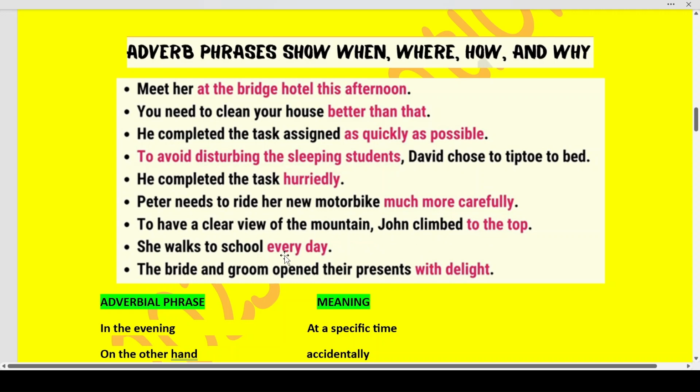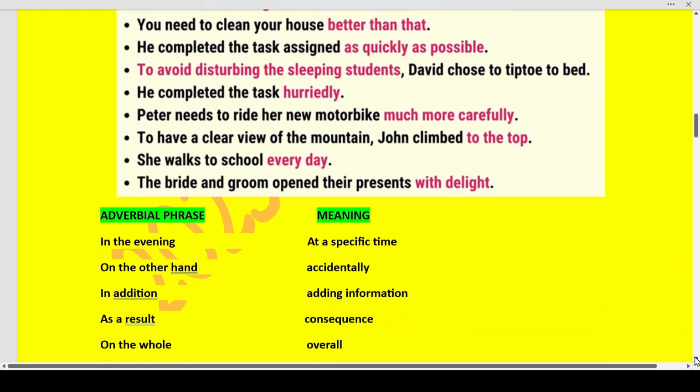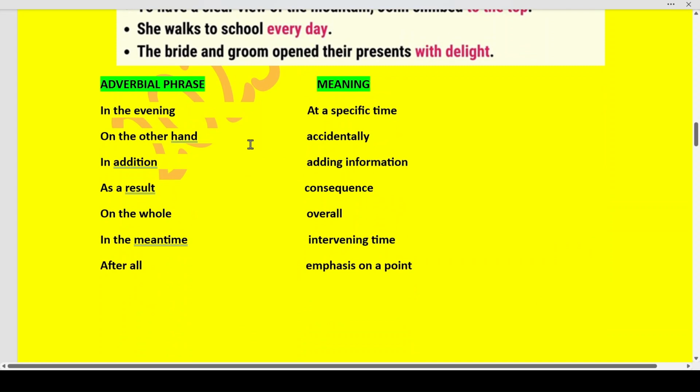She walks to school every day. How does she go to school every day? She walks to school every day. The bride and groom opened the presents with delight. How did they open the presents? With delight.